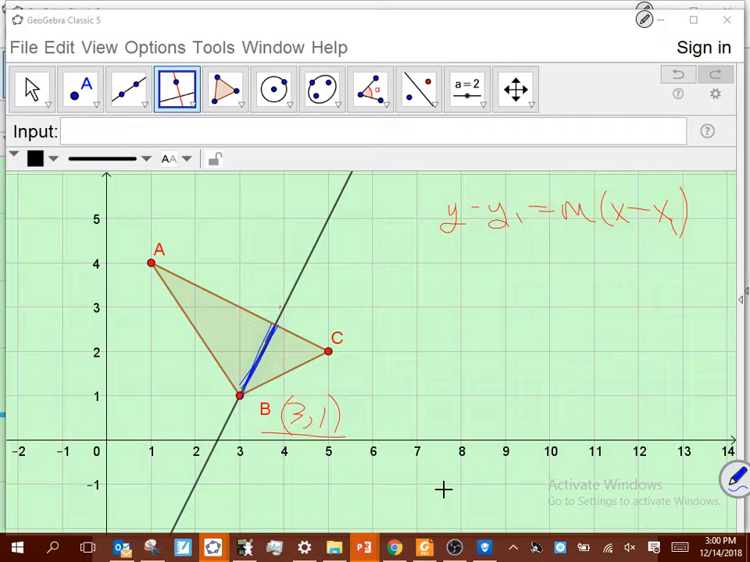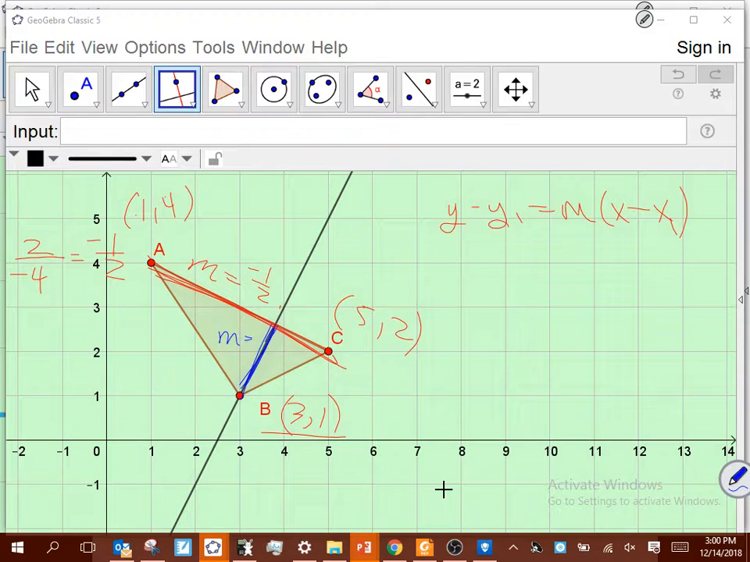But how does an altitude, by definition, relate to segment AC? It's perpendicular. So that blue line is perpendicular to that red one. Do you know a way to find a slope of that red one? If this is 1, 4, and that's 5, 2, 4 minus 2 is 2. 1 minus 5 is -4. So the slope of the red line is -1/2, right? So now what's the slope of the blue one if they're perpendicular? It's got to be 2. It's the opposite sign reciprocal, right? So m of the blue one is 2.